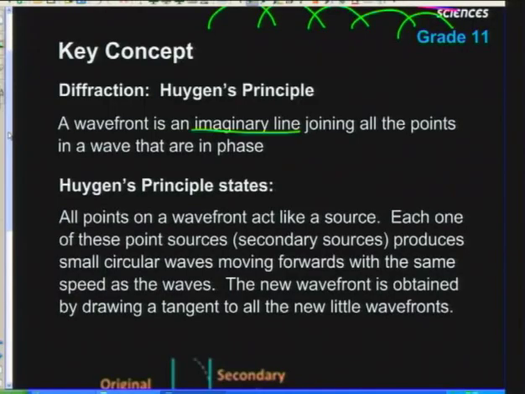Part one. Each of these point sources, which we call secondary sources, produces a small circular wave which moves forward with the same speed as the waves. The new wave front is obtained by drawing a tangent, drawing a line across all of them, to all the new little wave fronts.